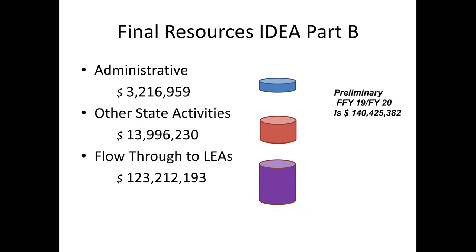For people to be aware, last year's FY20 grant is broken up into three areas. This is a federal formula that comes to us: 3.2 and change for administrative, almost 14 million for other state activities, and then the flow-through to the LEAs is $123 million, which is approximately 88% of the award, sent through to the LEAs, by which the subgrantee application is done. Again, it's a federal formula based upon an established base rate, poverty, and then census, which changes the different amounts that the LEAs get.